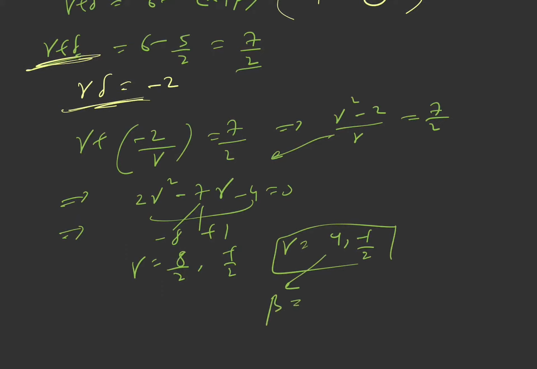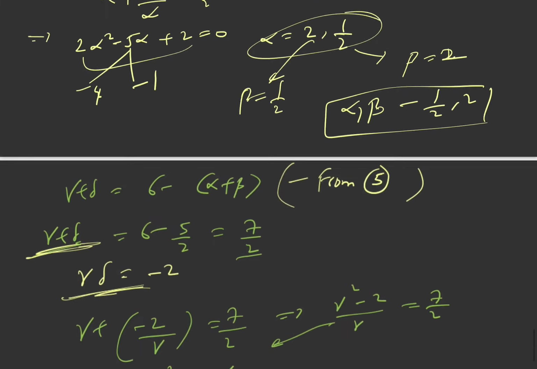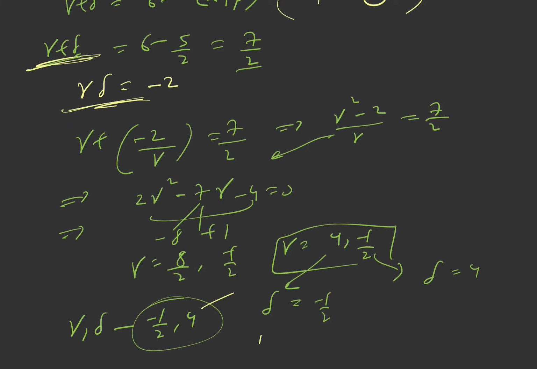Now if this is gamma, then delta will be minus 2 by gamma. So if gamma is 4, delta will be minus 1 by 2. If gamma is minus 1 by 2, then delta will be 4. So we have gamma and delta also. We have got minus 1 by 2 and 4. So finally we got alpha beta, we got gamma delta. So what are the roots? So roots are 1 by 2, 2, minus 1 by 2 and 4.